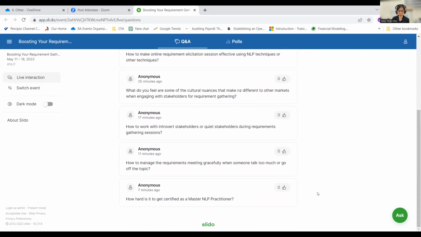I would recommend you take it, because the master NLP practitioner certification would be good for those BAs who are a lead BA or a senior BA. They have subordinates reporting to them, because master NLP practitioner is more on a coaching basis. So you know the techniques on how to coach your junior BAs, or the BAs working with you, to find the solution. And again, it's not that difficult to do so.